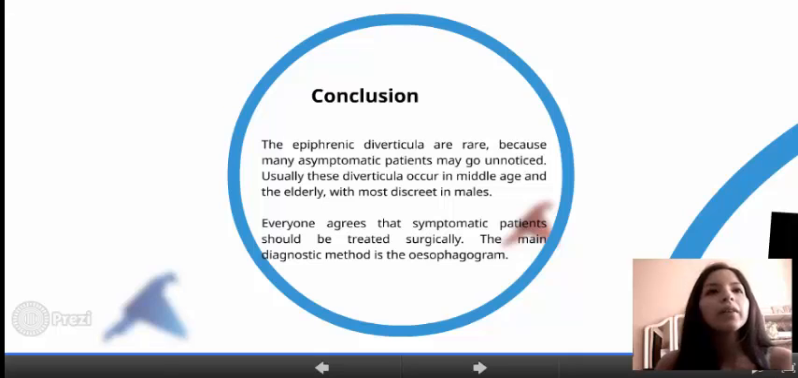Conclusion. The epiphrenic diverticulum occurs, and because many cases are asymptomatic, it may go unnoticed. Usually, the diverticulum occurs in the elderly, and is more frequent in males. Most cases show little symptomatology. The main diagnostic method is the esophagogram.